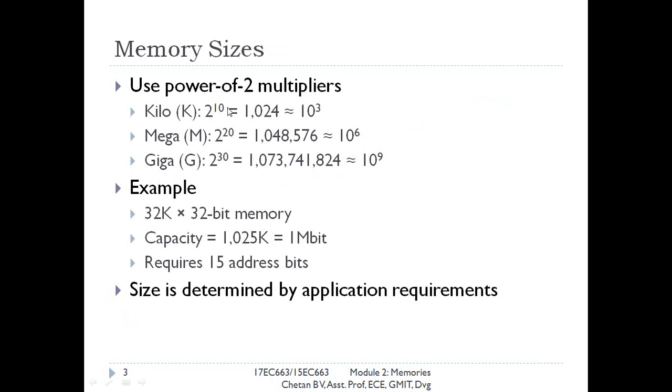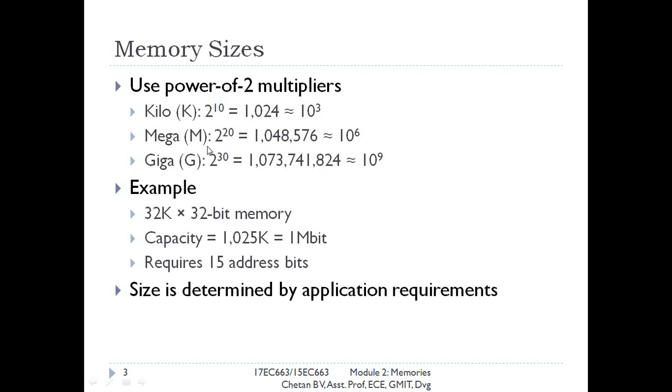Talking about memory sizes, we make use of prefixes like kilo, mega, giga. Kilo, represented by capital K, is 2 power 10, which gives 1024. This kilo is not exactly equal to 10 power 3. 10 power 3 is also kilo, which we represent by small k. This capital K and small k are not equal. 10 power 3 is 1000, whereas 2 power 10 is 1024.